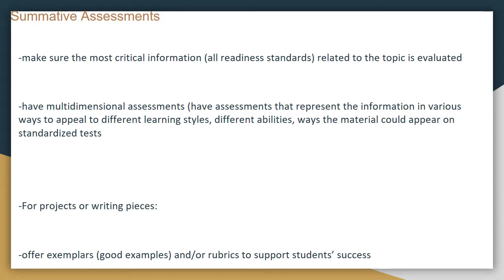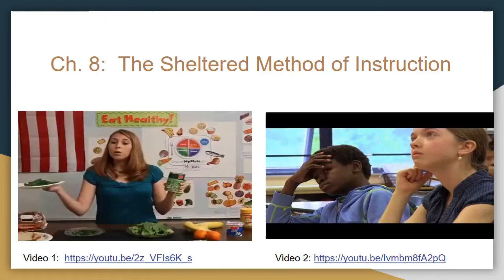Also, for projects and writing pieces, it's useful to provide exemplars, like good examples, and rubrics to support student success. This way, students are seeing the model of what is desired, and they can use that as a guideline as they demonstrate their knowledge in the project.